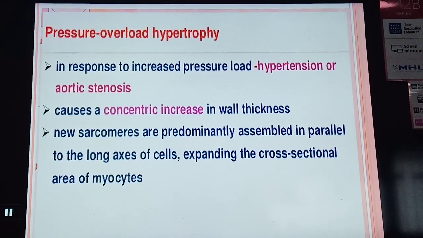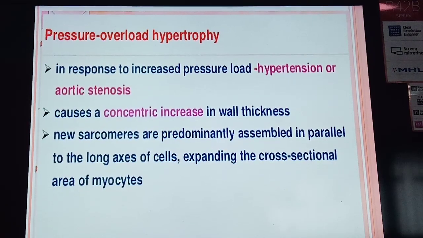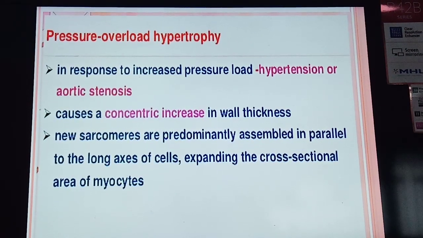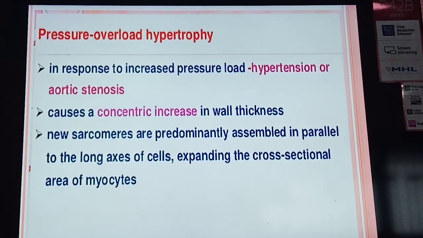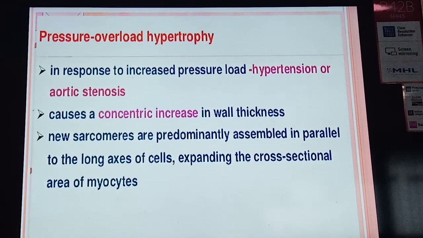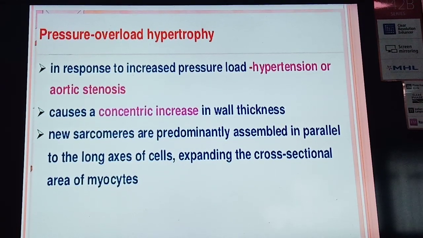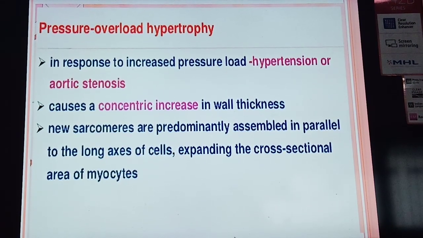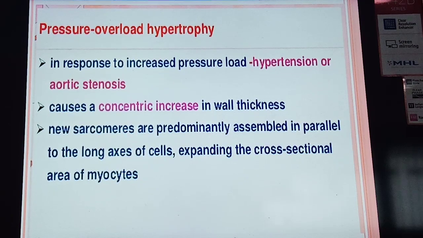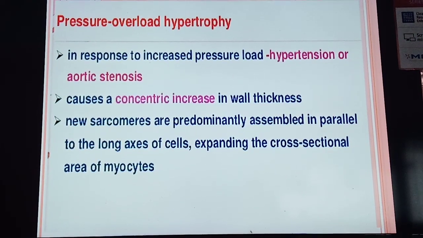Now come to pressure overload hypertrophy. This is the response to increased pressure load, usually due to hypertension or aortic stenosis. So in hypertensive heart disease, there is pressure overload hypertrophy of the heart, and it causes a concentric increase in the wall thickness of the heart. New sarcomeres are predominantly assembled in parallel to the long axis of the cells, expanding the cross-sectional area of the myocytes.